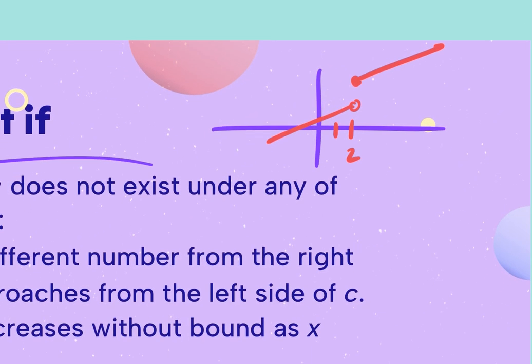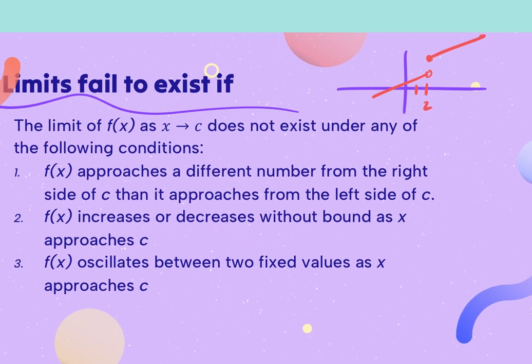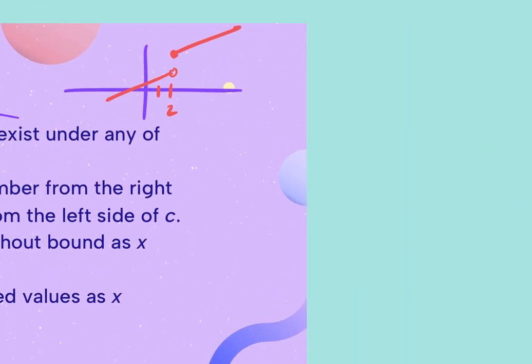So if it is approaching two different values from the left and the right, I literally say limit does not exist on the web assignment. That is DNE. Number 2 says that it increases or decreases without bound. So if you're talking about something that has a vertical asymptote, it would increase or decrease without bound.